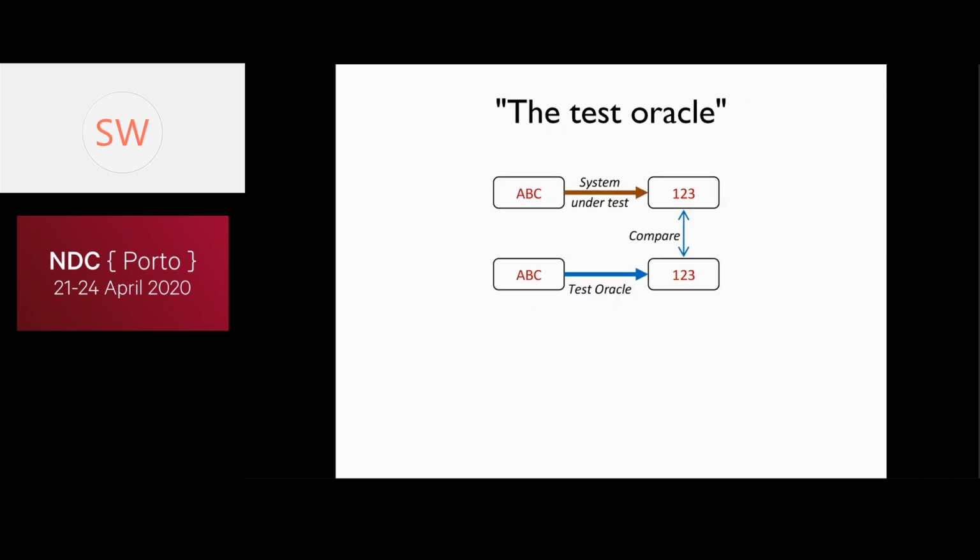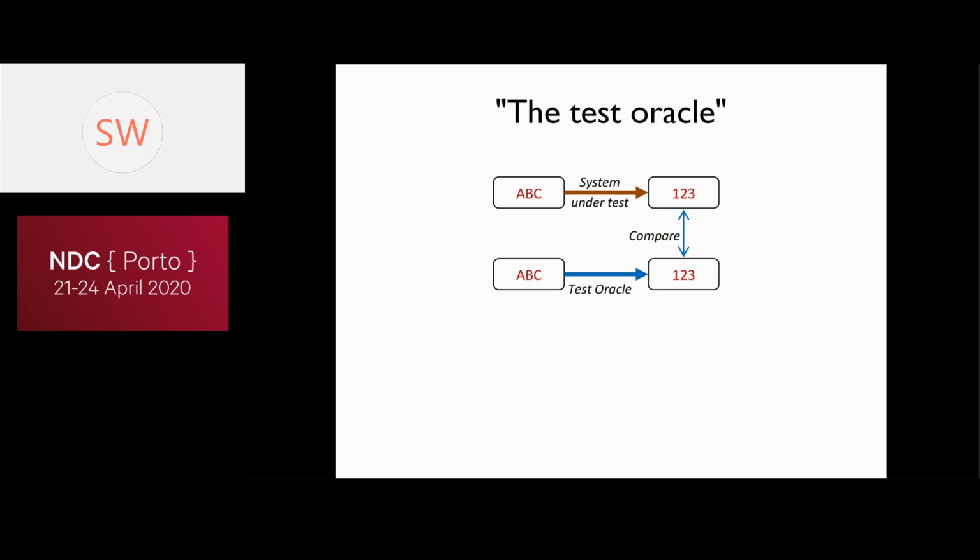Now the final one is something called the test oracle, and the test oracle is where you have a system under test, and you have some other system, the test oracle, that does have the right answer. And what you do is you run the system under test, and then you run the test oracle, and you compare the answers. And if you think about it, that's really what example-based testing is too. Your brain knows what the right answer is, and you compare it with what your system says.